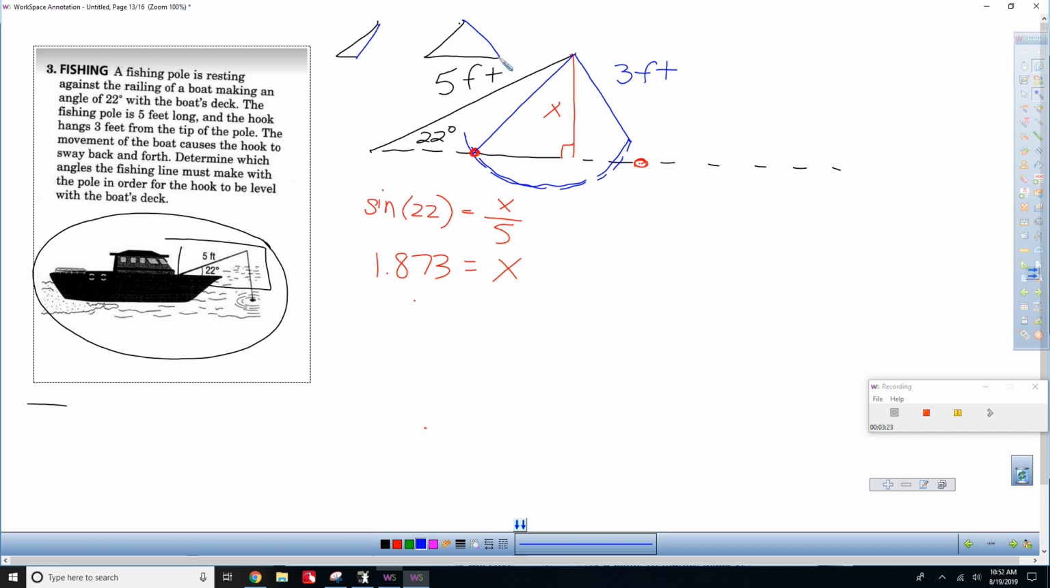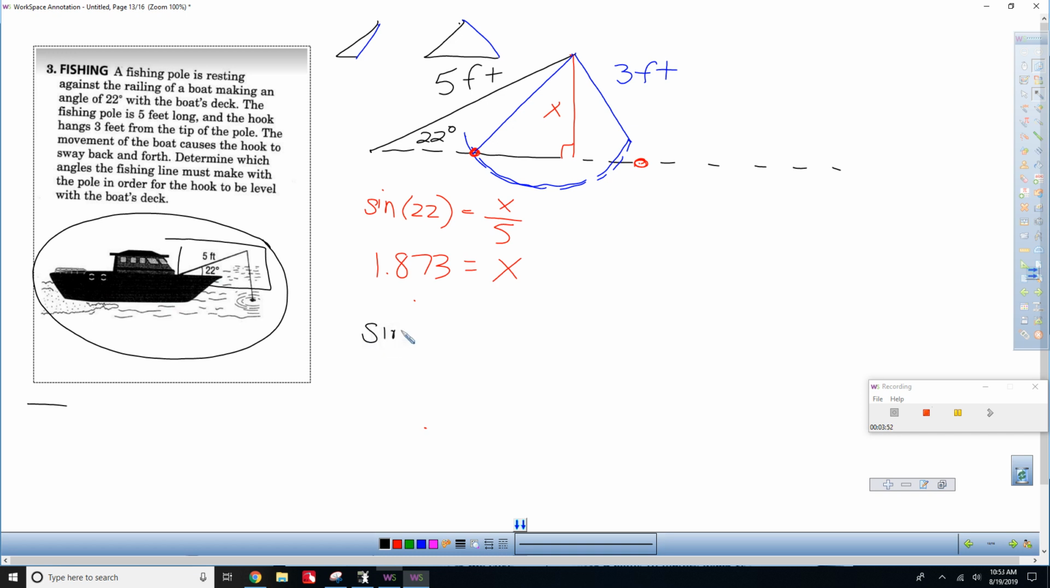So, the ambiguous case involves what? Law of sines or law of cosines? Law of sines. Okay, so Brian and I had a good little discussion. Here's what we're going to do.